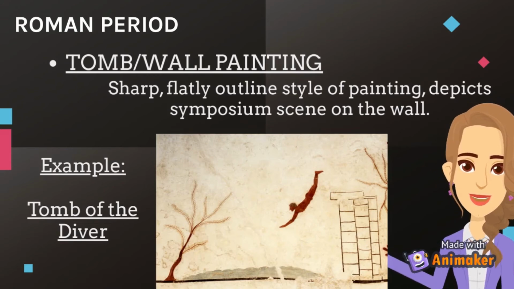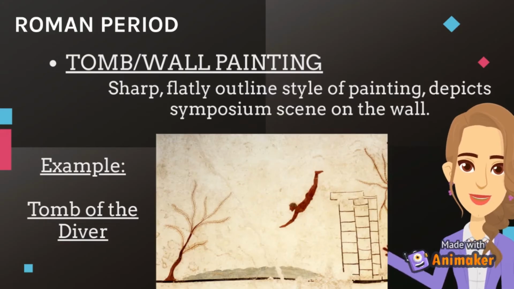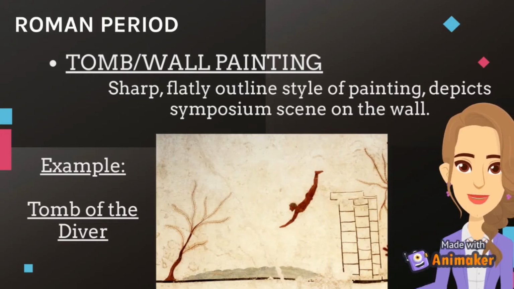The most common methods of painting are fresco, which uses water-based pigments on freshly laid plaster on walls, and encaustic, which was developed by Greek shipbuilders and used hot wax.